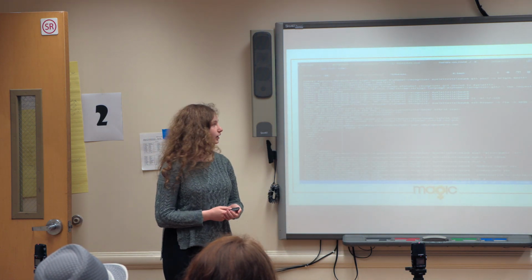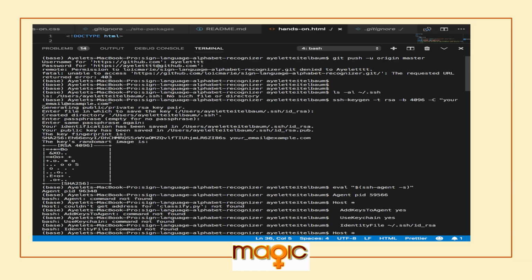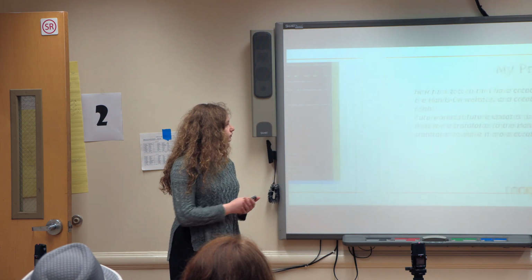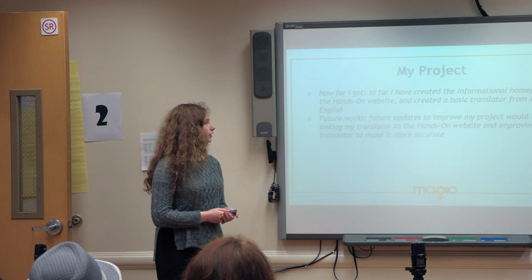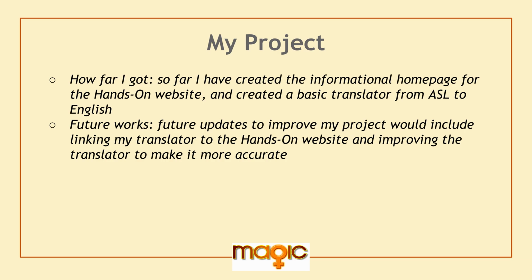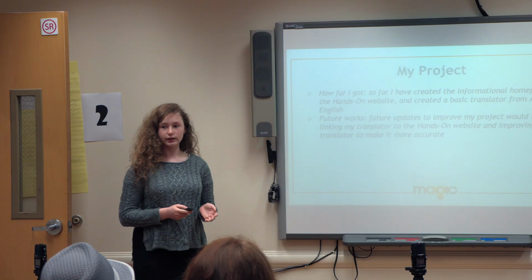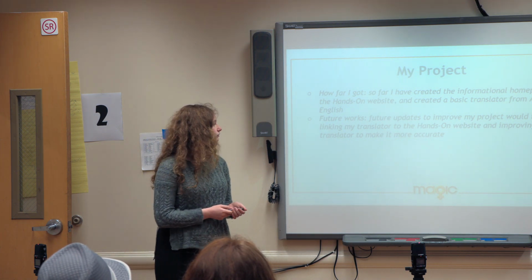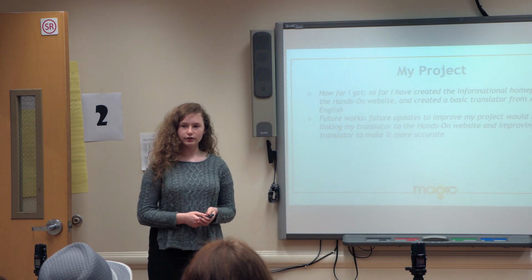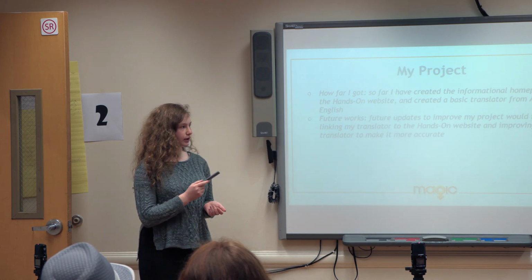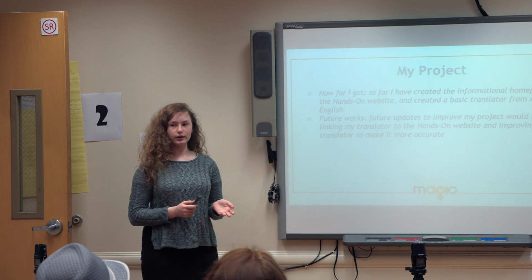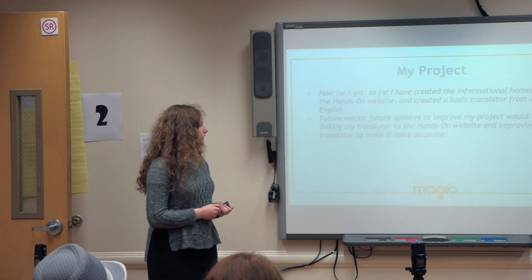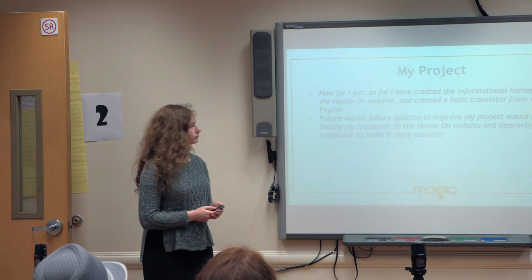So this is actually my terminal. Here I'm just using it to get my code onto GitHub, which I use to launch my web page. So for my project, I've created my informational homepage for my translator. And I also created a basic translator which translates the sign language alphabet into English. In the future, I'm hoping to connect my translator to the web page so that it can be opened from my web page. And I'm also hoping to improve my translator a little bit so it becomes more accurate.